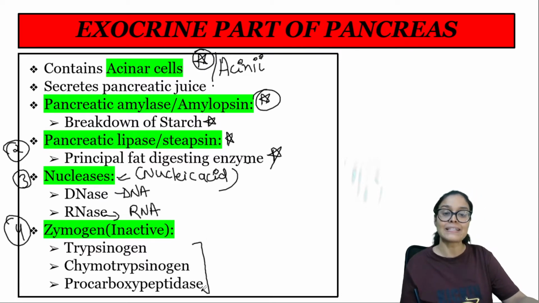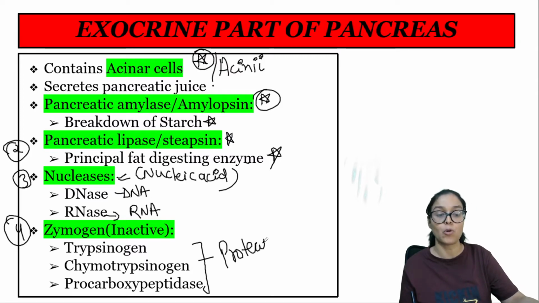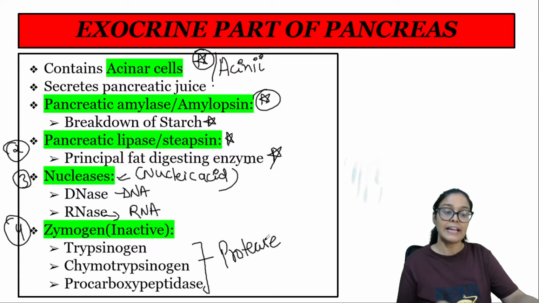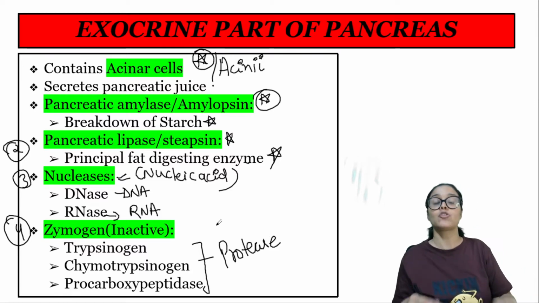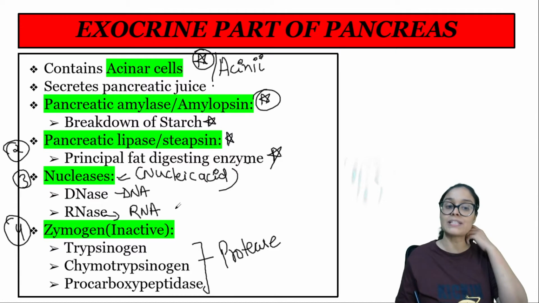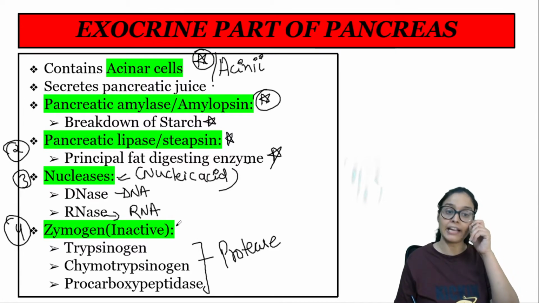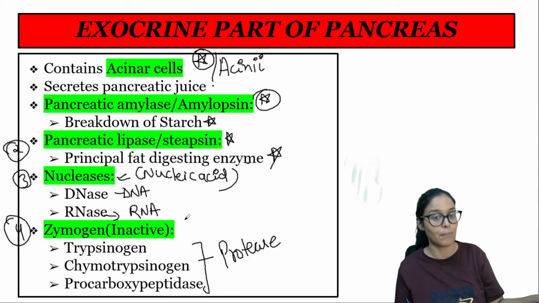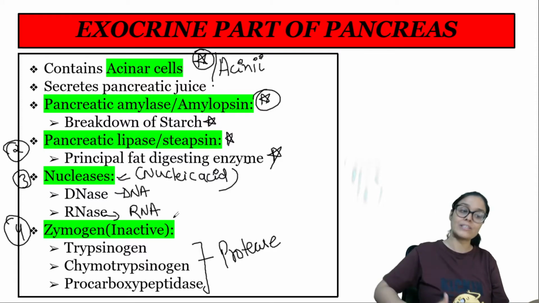Pancreas always secretes zymogen protease. So protease, meaning protein digesting enzyme, is always inactive in form, to prevent the digestion of its own cells. If it is secreted in the active form, it can digest its own cells also.